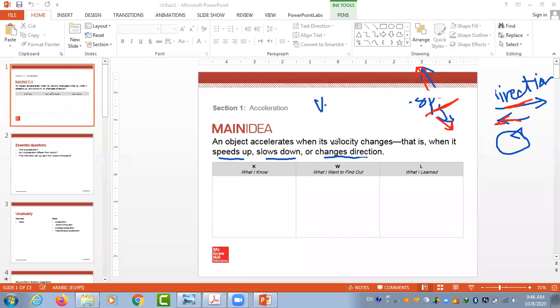So all of these lead us to acceleration. So an object accelerates when its velocity changes. That is how the velocity changes: when it speeds up or slows down, or it is changing speed. And also, because it is a vector, you can change the direction. So in these three cases, we could have acceleration.